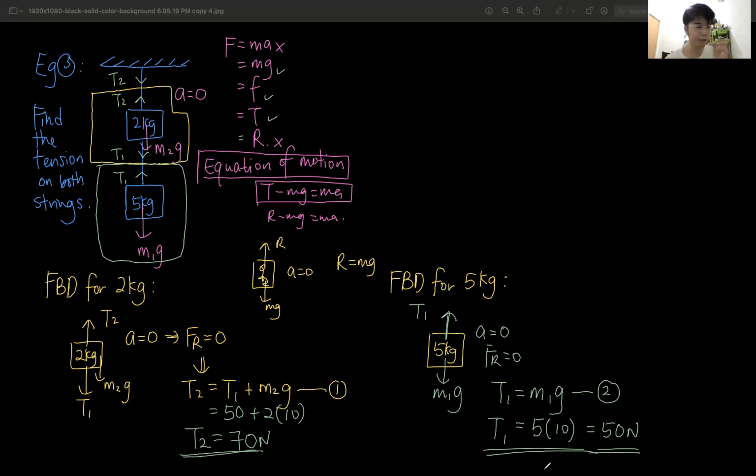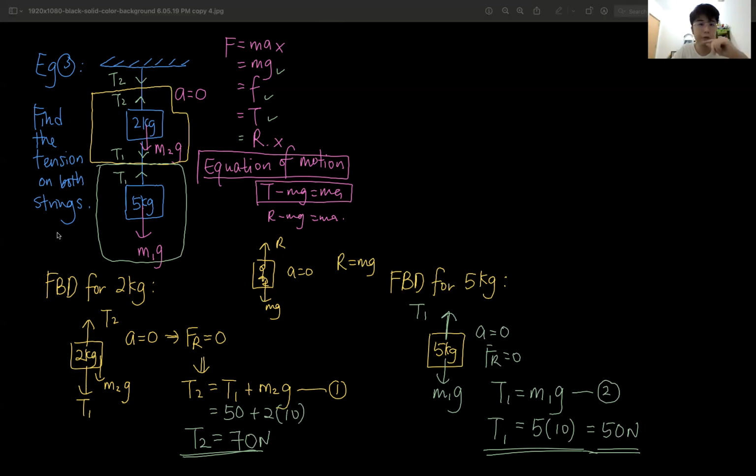I have found the tension T1 and T2 using Newton's second law. Always label the forces first, and then you analyze. If you have 2 bodies, you need 2 equations of motion. If you have 3 bodies, then you get 3 equations of motion. If you have 1, then just 1, like example 1 and example 2.